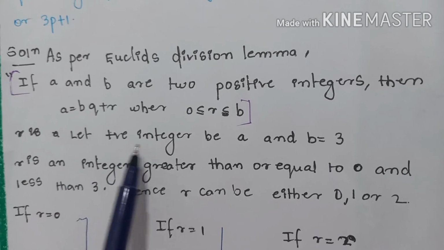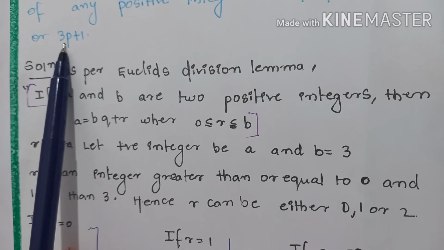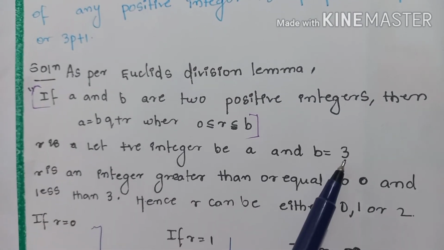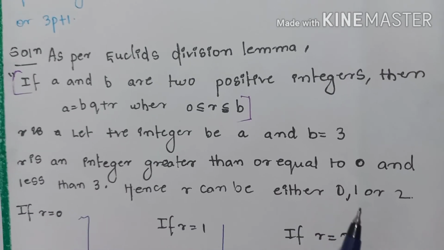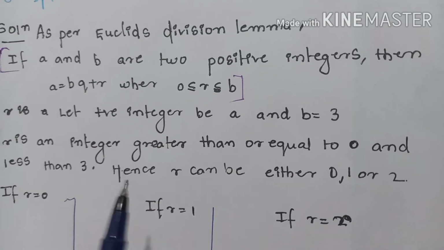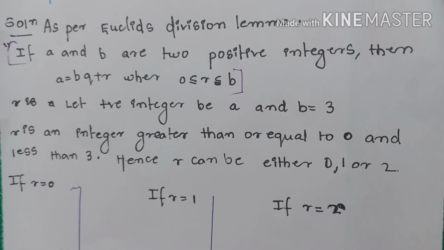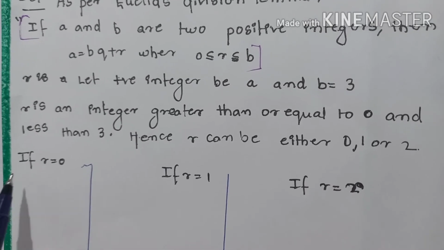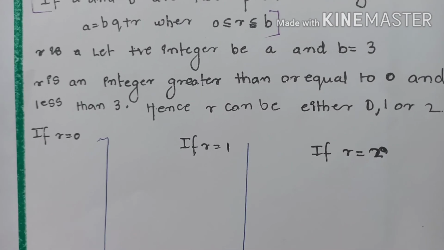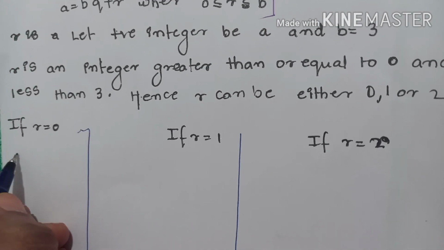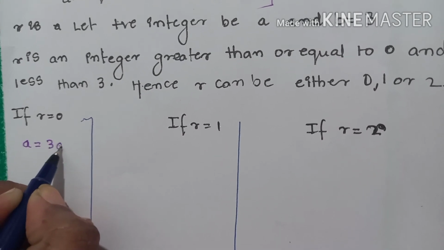So let the positive integer be a and b is equal to 3. Why 3? In the question they have given the multiple of 3. So now we are considering b is equal to 3. Now r is an integer greater than or equal to 0 and definitely less than 3. So hence r can be either 0, 1 or 2. Now we are considering the three conditions: if r is equal to 0, if r is equal to 1 and r is equal to 2. So now we know a is equal to 3q.